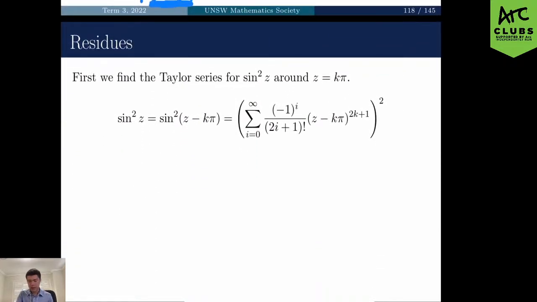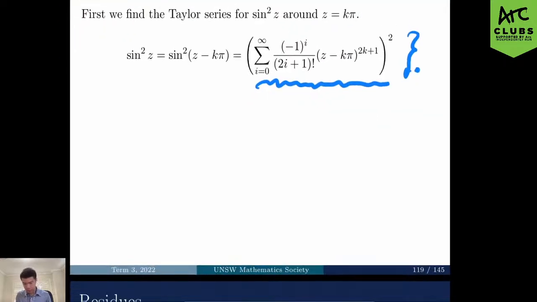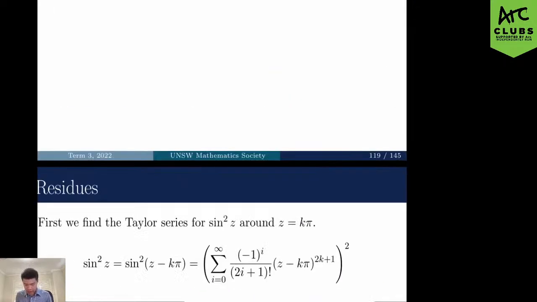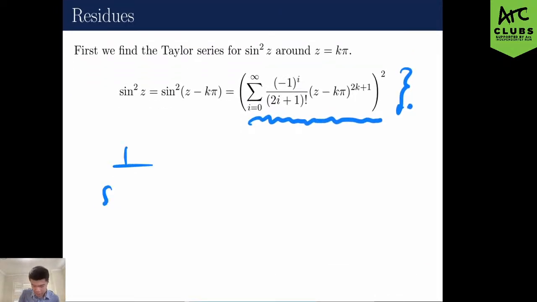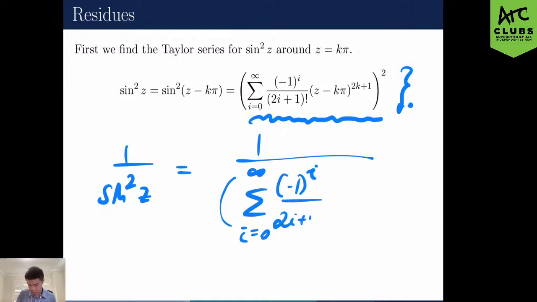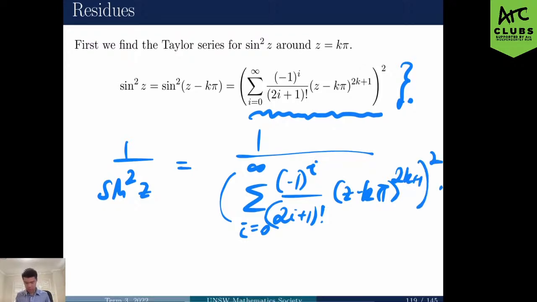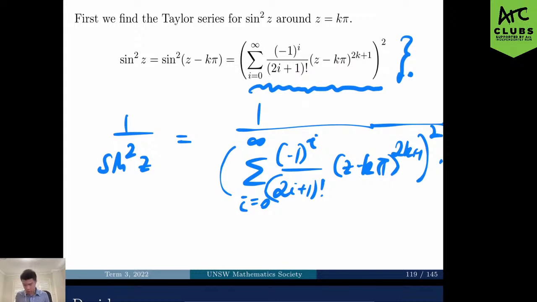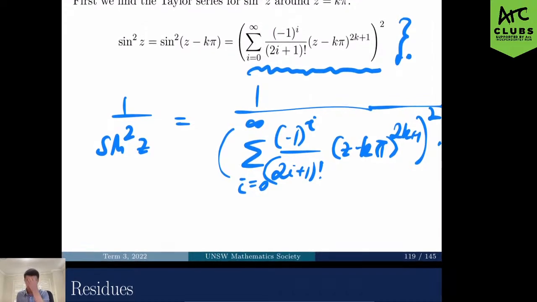And if you do this, you'll actually get this. Because we know the Taylor series for sine about z equals k pi, and you'll get this thing squared. And so what you'll notice is that when you actually divide by that, because we've got it on the bottom, you'll have 1 divided by this entire sum squared.